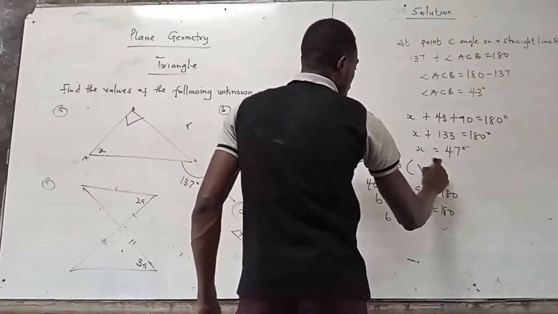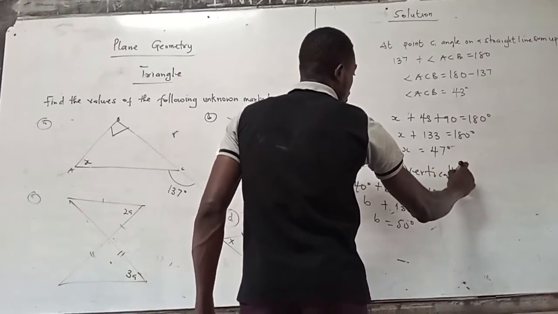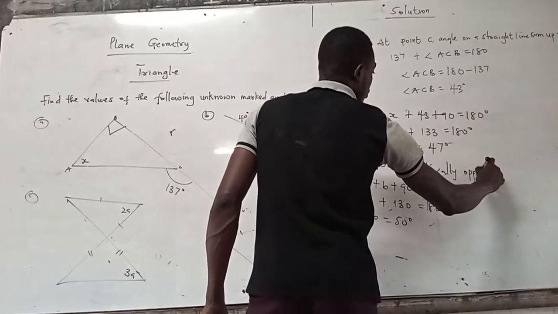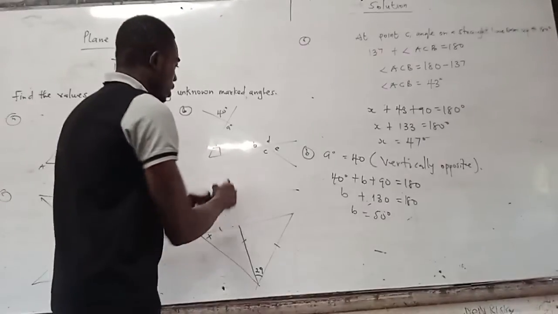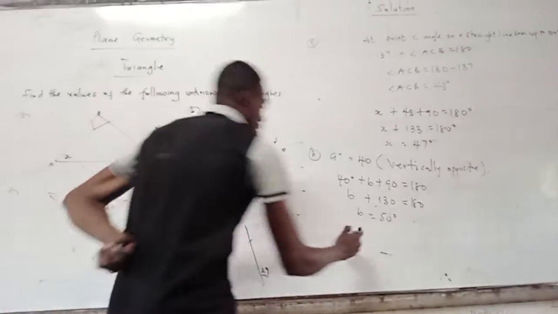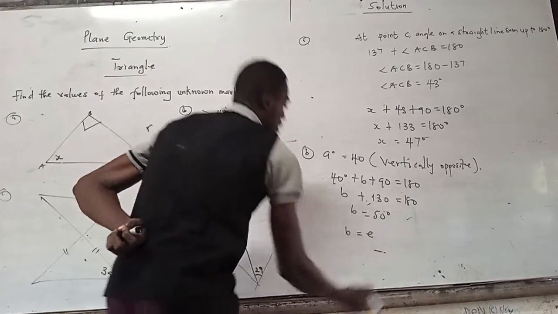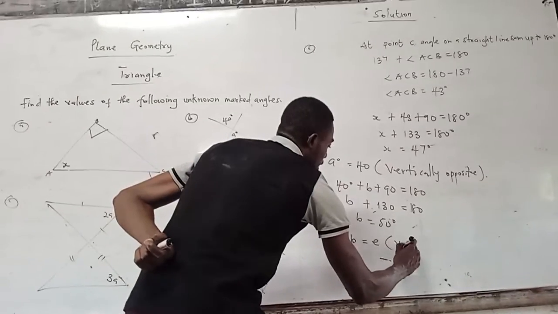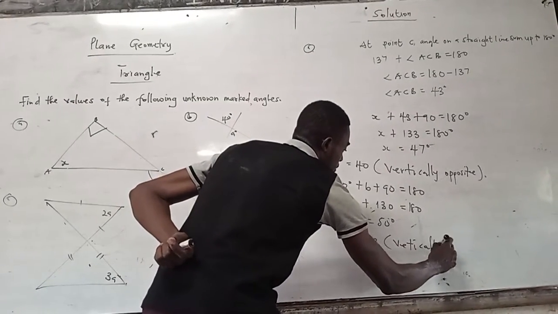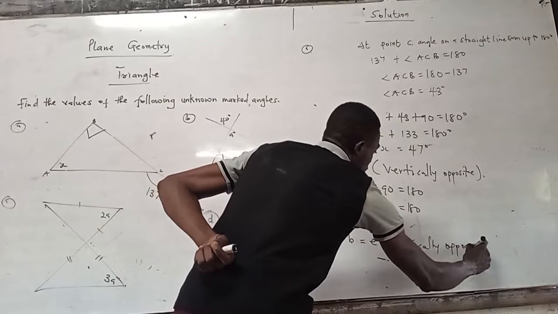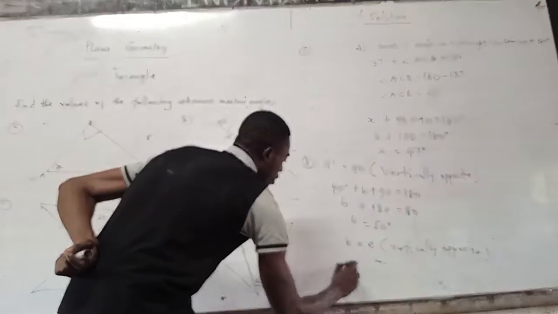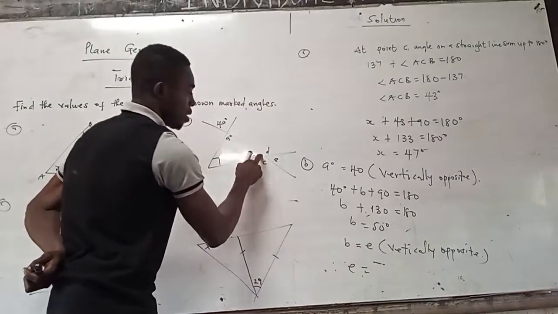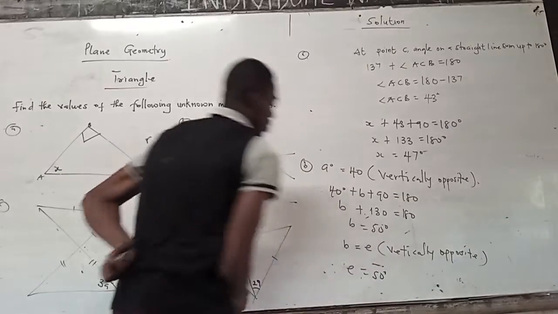Once this one, we don't even need to solve. This one was vertically opposite. You understand? If this one is vertically opposite, here is also vertically opposite. So B is equal to E. You write vertically opposite. So if it is vertically opposite, therefore E is equal to here also.